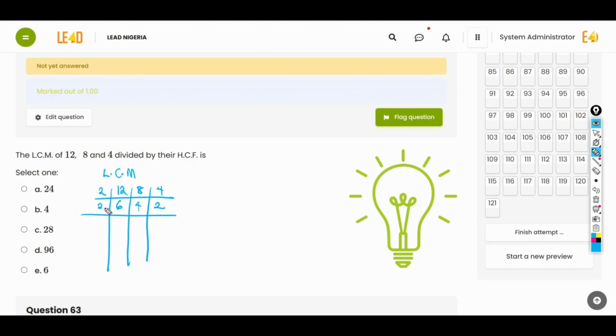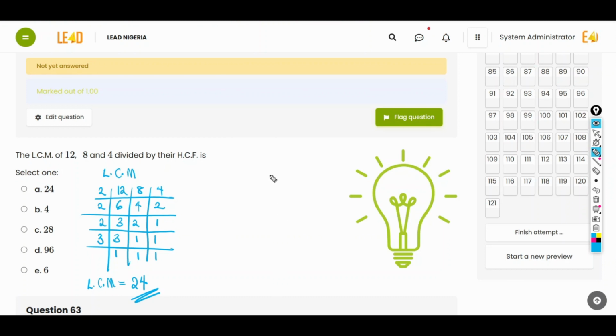We can work with 2 again, we'll have 3, 2, 1. We can work with 2 again, we'll have 3, 1, 1. And we can work with 3, we'll have 1, 1, 1. So the LCM is 2 times 2 times 2 times 3. 2 times 2 is 4, 4 times 2 is 8, 8 times 3 is 24. So the LCM is 24.